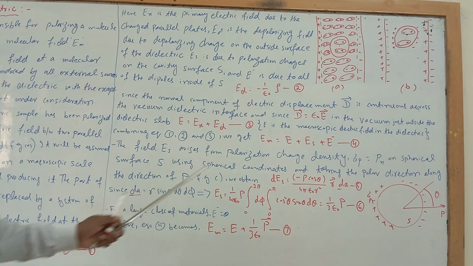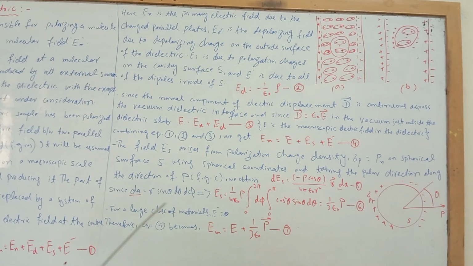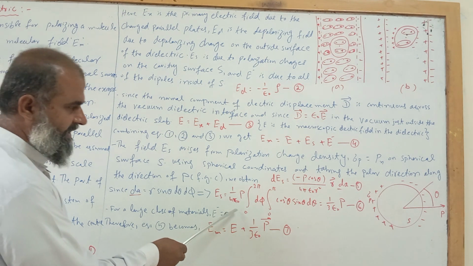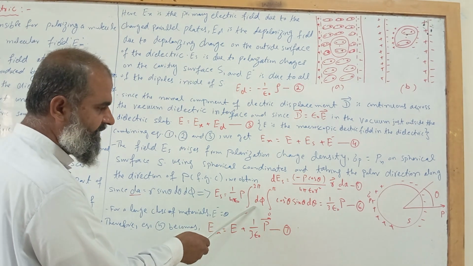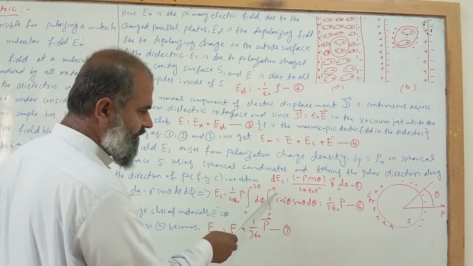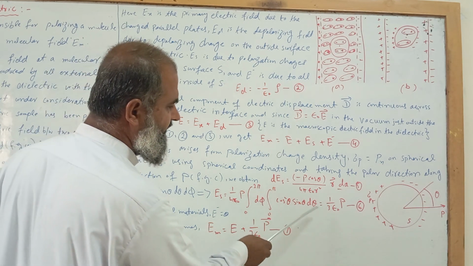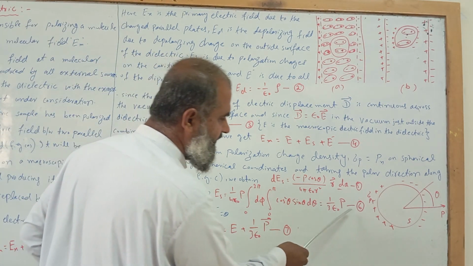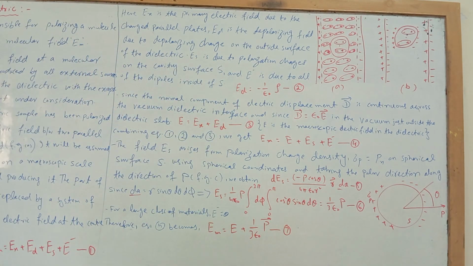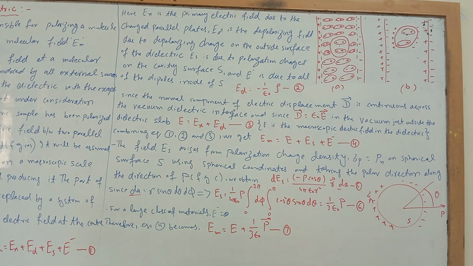We can put the value of dA over here and we get E_s equal to 1 over 4 pi epsilon naught P, integral 0 to pi d phi, integral 0 to pi cos square theta sine theta d theta. And by solving these integrals we get 1 over 3 epsilon naught P. This is our equation number 6. Now we will use it in equation number 4.